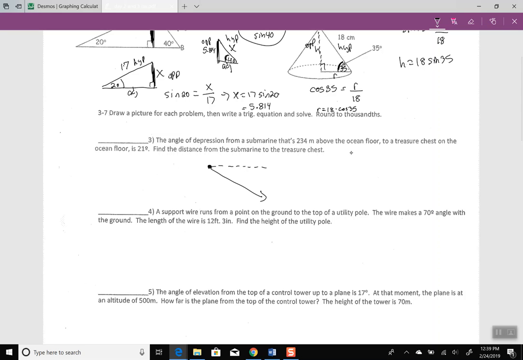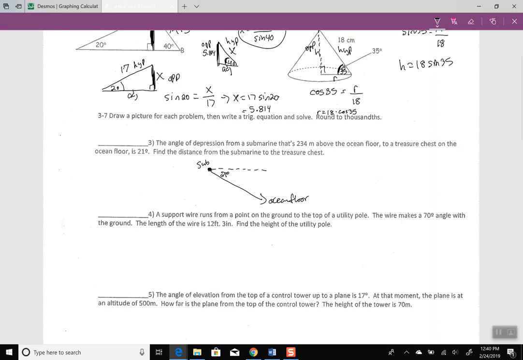So the angle of depression, it tells me, is 21 degrees. So I know this is 21 degrees. Now I can go about interpreting the rest of the problem and figuring out what this triangle is going to look like and what it wants me to solve for. So it says the angle of depression from a submarine to the ocean floor is 234 meters. The angle of depression from a submarine that is 234 meters above the ocean floor. So the sub, if this is the ocean floor, is 234 meters above it.